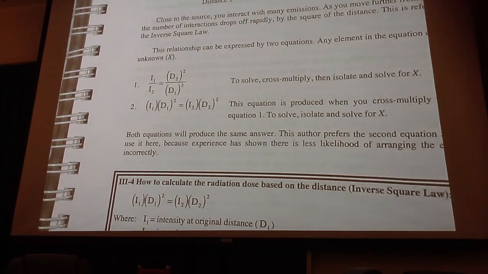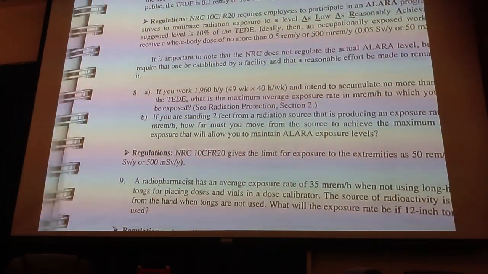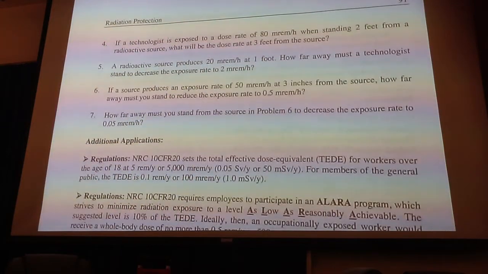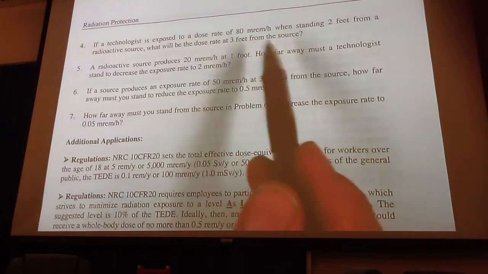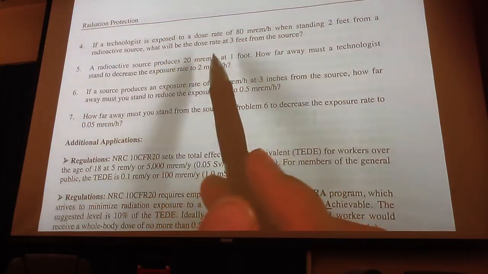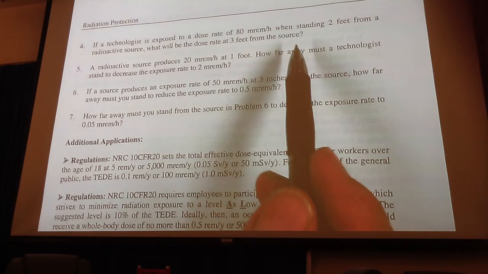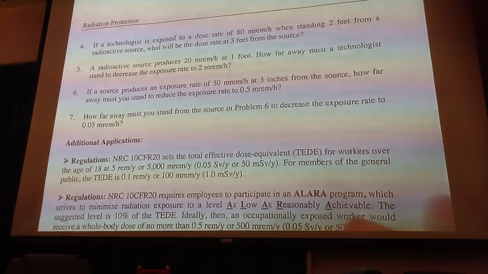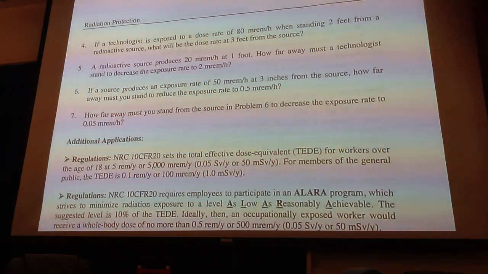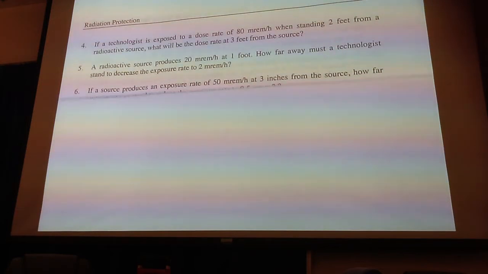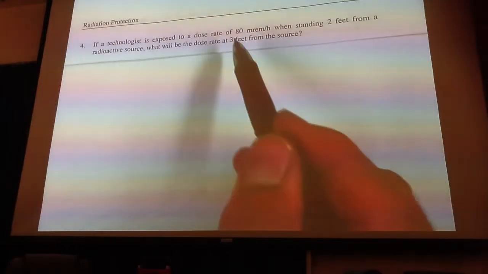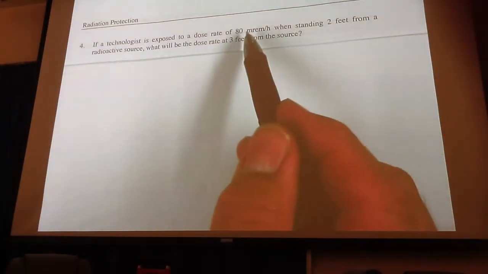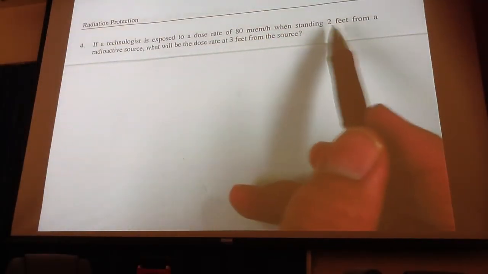Okay. Well, the thing that you're going to be seeing, I'm trying to think of some of the math problems that were in that. There's some that are in that book, but here, this is a good example here. A technologist is exposed to a dose rate of 80 MR per hour, standing 2 feet from a radioactive source. What will the dose rate be at 3 feet? If you were going to solve that problem, let's take a look at that one first. The 80 MR and the 2 feet, this is your first intensity, and that's your first distance.